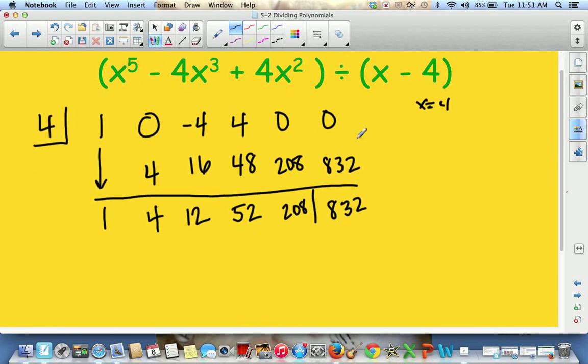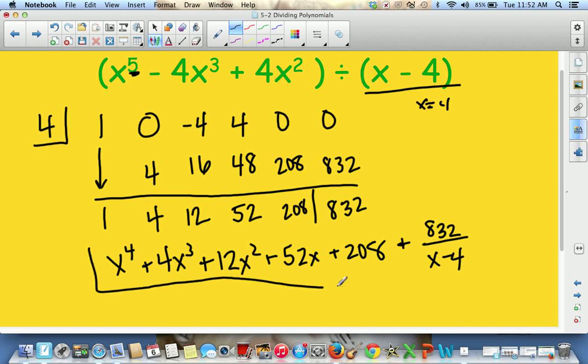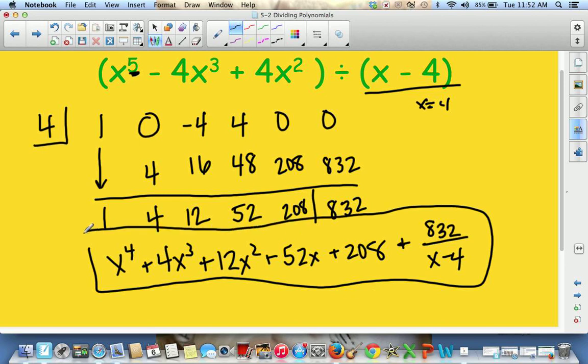Alright, so we started with x to the 5th in our original problem, so now our answer is going to start with x to the 4th. You don't have to write the 1 out in front. Plus 4x to the 3rd plus 12x squared. We're just going in order here. Plus 52x plus 208. And then our remainder, remember we used to write a remainder as a fraction way back in the day, so now we can continue to do that. So 832 over, and our divisor here is x minus 4, what we're dividing by. So this is your answer.